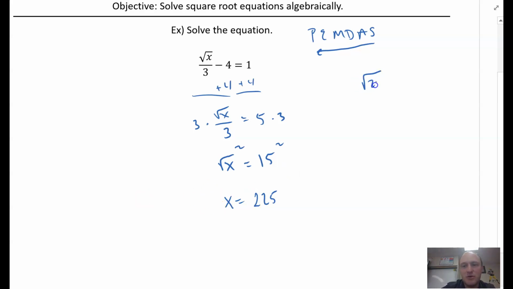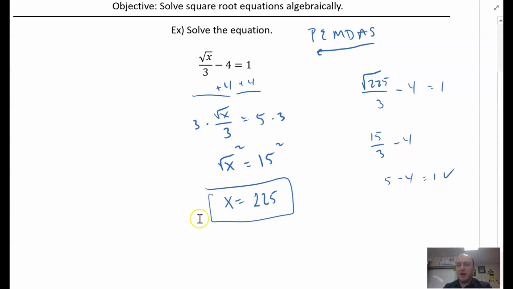So is the square root of 225 divided by 3 when you take away 4, is that equal to 1? Well, that's 15 over 3 minus 4. Well, that's 5 minus 4, and it is equal to 1. So here is your answer. All right, one last practice problem.